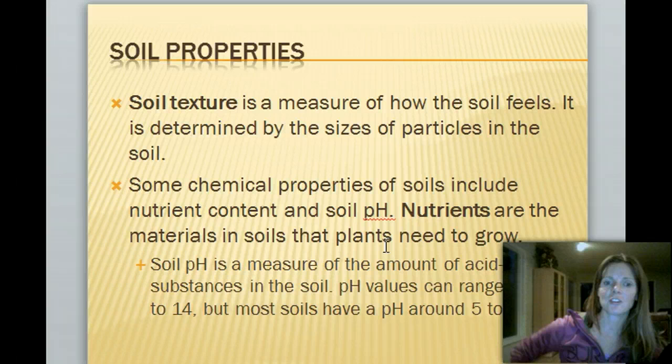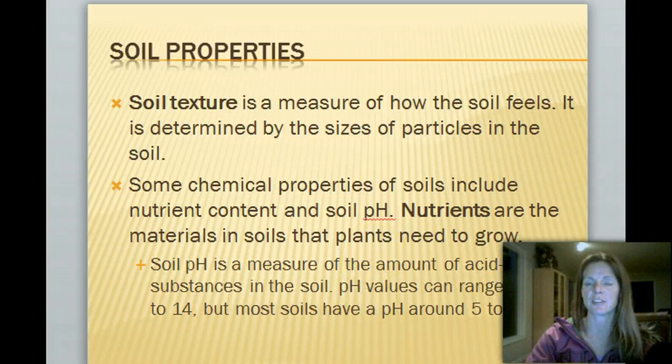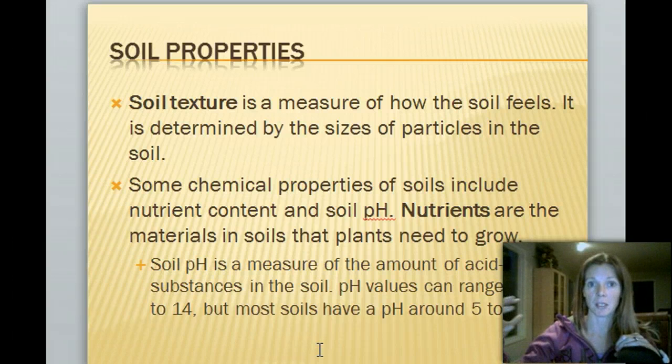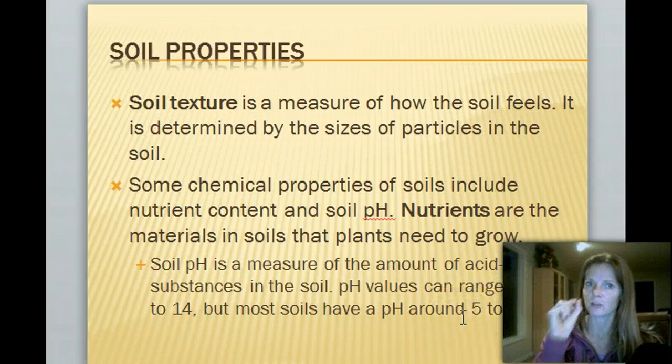The pH, though, is a measure of the amount of acid-causing substances in the soil, okay? pH values can range from 0 to 14. Most soils have a pH around 5 to 8, so 0 is very acidic. We don't want soil very acidic, otherwise, again, things can't grow. Lots of things start to die off within the soil itself. A very basic soil is not good either, on the opposite end of that pH scale. Neutral is 7, but really plants like it just ever so slightly acidic, so anywhere from 5 to 8, but typically 5 and 6 are kind of ideal for plant growth. So pH is a very important factor as well.